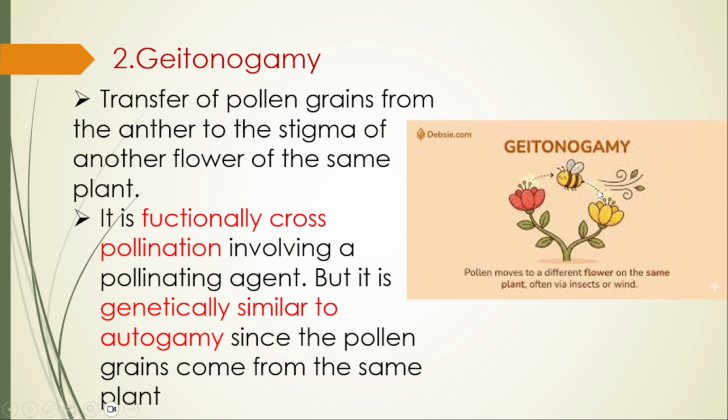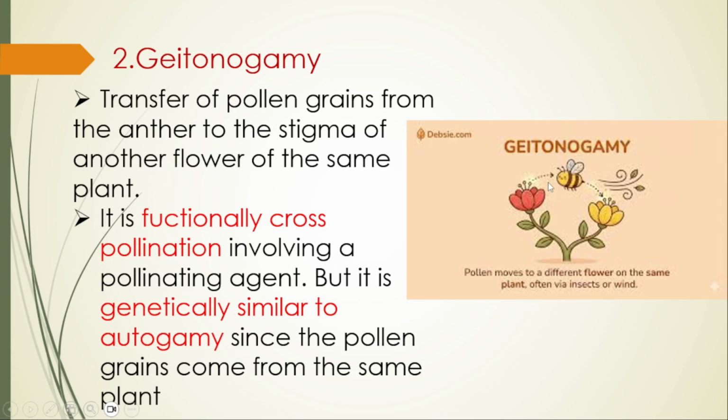Next, geitonogamy: transfer of pollen grain from the anther to the stigma of another flower of the same plant. See, this is the same plant. You can see in a single plant there are two flowers, but pollen is transferring from one to the other, and they are in need of what? Pollinators. Pollen moves between different flowers of the same plant via insects or else wind. They need pollinators, whereas in autogamy, as in cleistogamous flowers, the plant won't need pollinators.